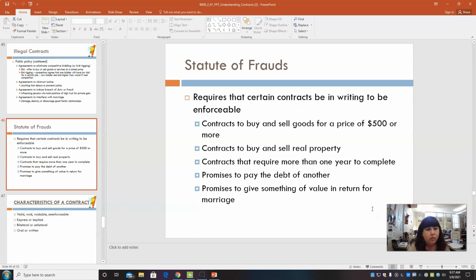Then you have statute of fraud. This requires that your contract be in writing so that it's enforceable. If you just have a contract and it's word of mouth, that's difficult because you got one party against the other party saying what took place. And that's real hard to prove in court. But if it's in writing, you've got a leg to stand on.